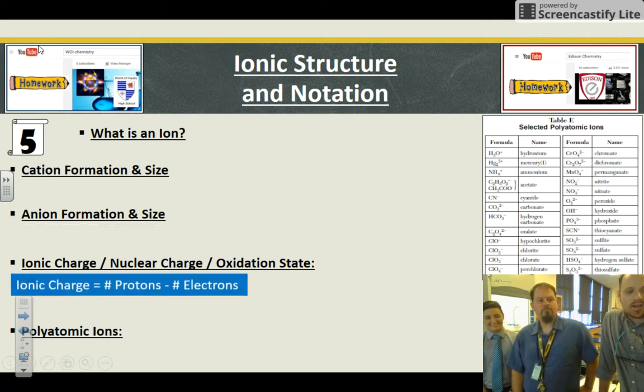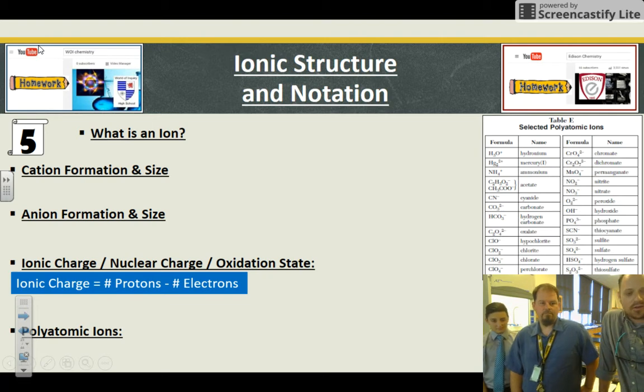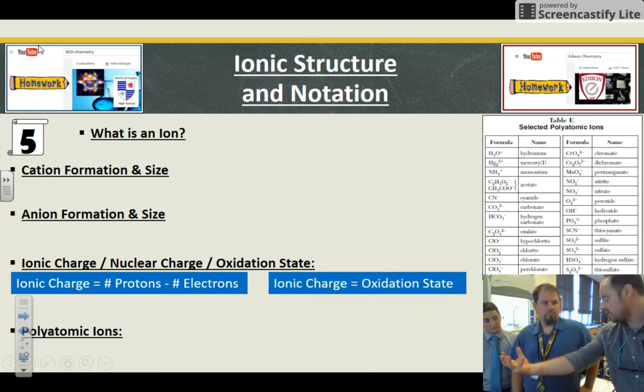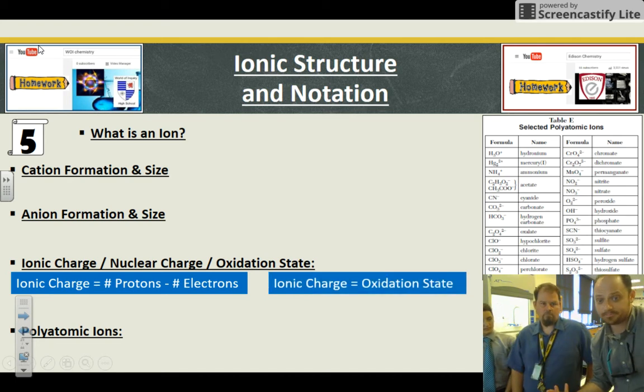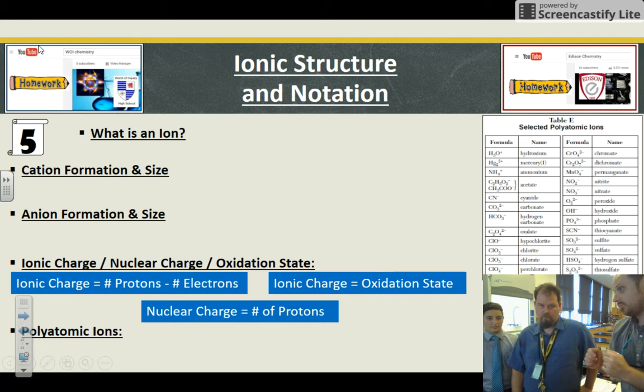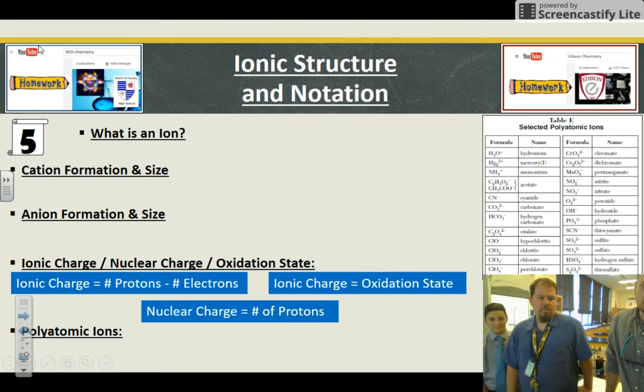Ionic charge. This is fun to find because you take your number of protons and subtract the number of electrons from it. So if I have 10 protons and 9 electrons, my ionic charge would be positive 1. These are also synonymous with the oxidation states. So when you see that little list of oxidation states or symbols in the top right corners with positives and negatives, that tells you how many extra electrons it has or how many electrons it's lost. Nuclear charge is, of course, the number of protons.